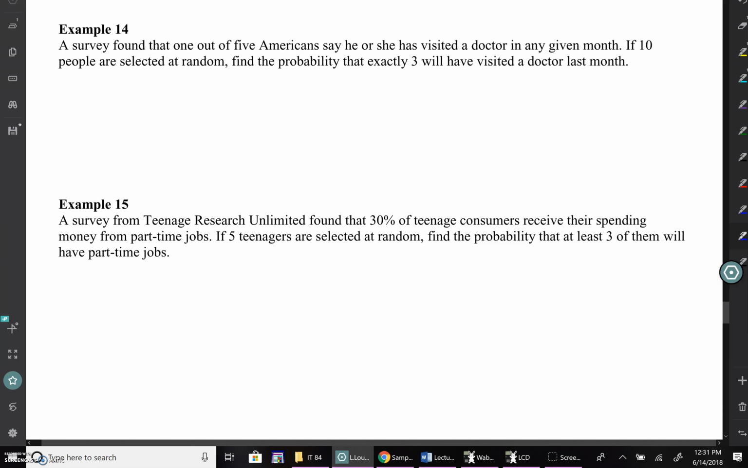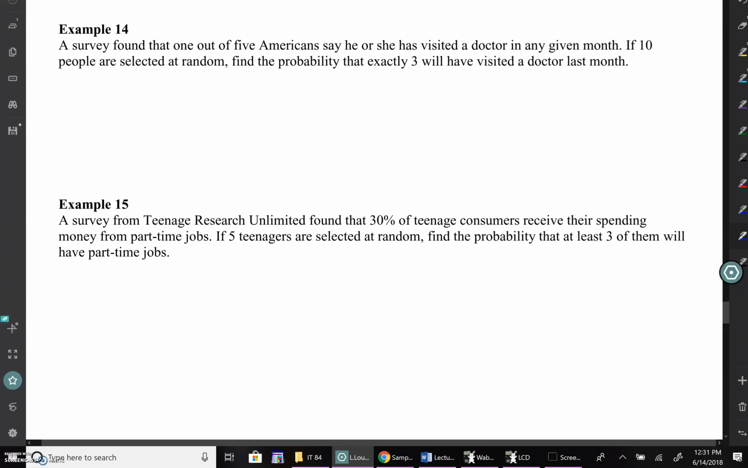The second thing we should do is identify what we have. So from here on out it's going to become very important to identify the given information so we know what we have. So a survey found that 1 out of 5 Americans say he or she has visited a doctor in any given month. If 10 people are selected at random, find the probability exactly 3 will have visited a doctor last month. So we read it.